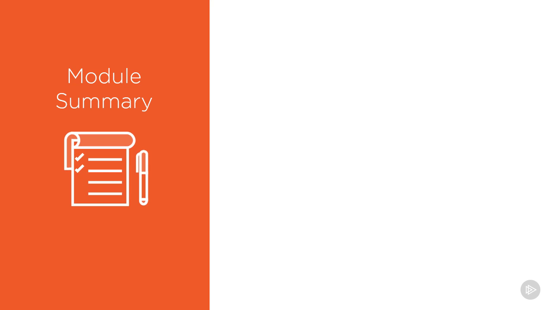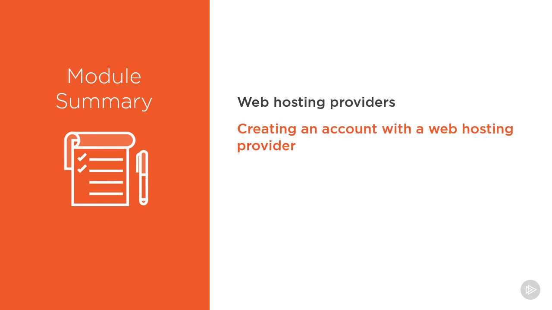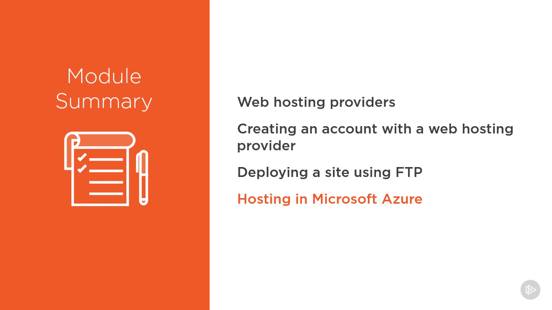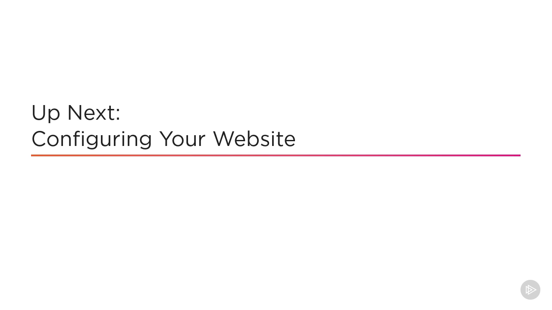So in this module, you learned what to look for in a web hosting provider, and then we created an account with a web hosting provider, GoDaddy, and deployed our site using FTP. And finally, you saw an example of another web hosting provider, App Services in Microsoft Azure. We've come a long way from where we started. In the next module, we're going to look at some ways to configure the deployed website, including how to purchase a domain name from a registrar on the web.